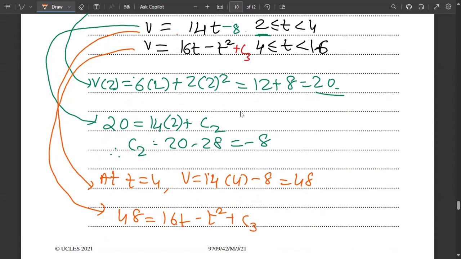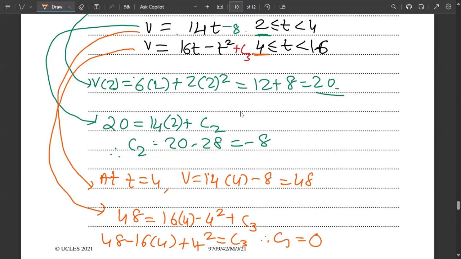Now instead of t, we'll input 4, obviously because we want to find the intercept. So 16t will become 16 into 4, and minus t square will become 4 square. So 48 minus 16 into 4 plus 4 square is equal to c3. And therefore the answer for c3 is 48 minus 16 into 4 plus 4 square, which is 0. So c3 is 0.